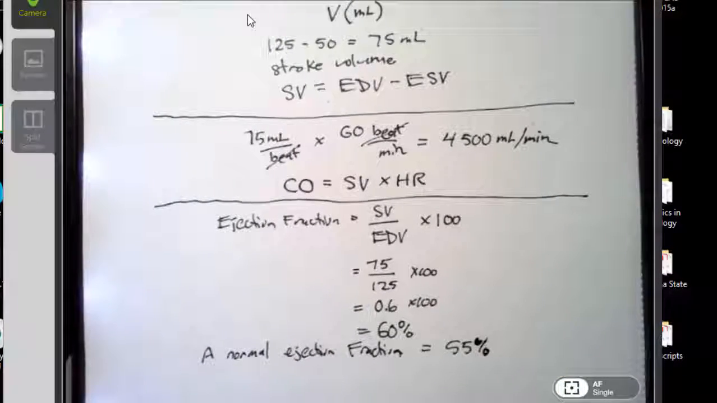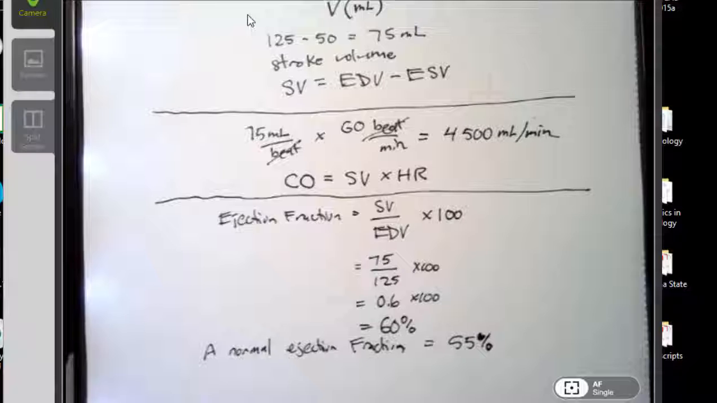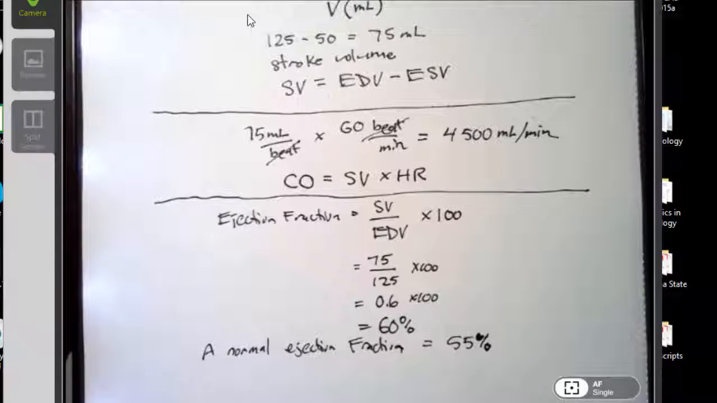But again, this is something we might want to measure. The ejection fraction will be useful to know. Someone with a very weak heart might, for example, have a very low ejection fraction. A trained athlete might have a high ejection fraction. During exercise, you'll have a higher ejection fraction than when you're resting.